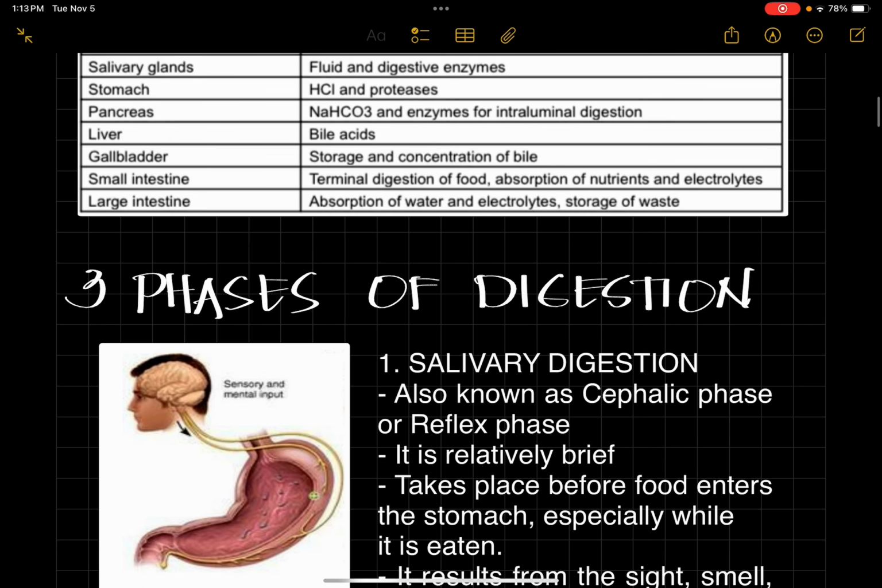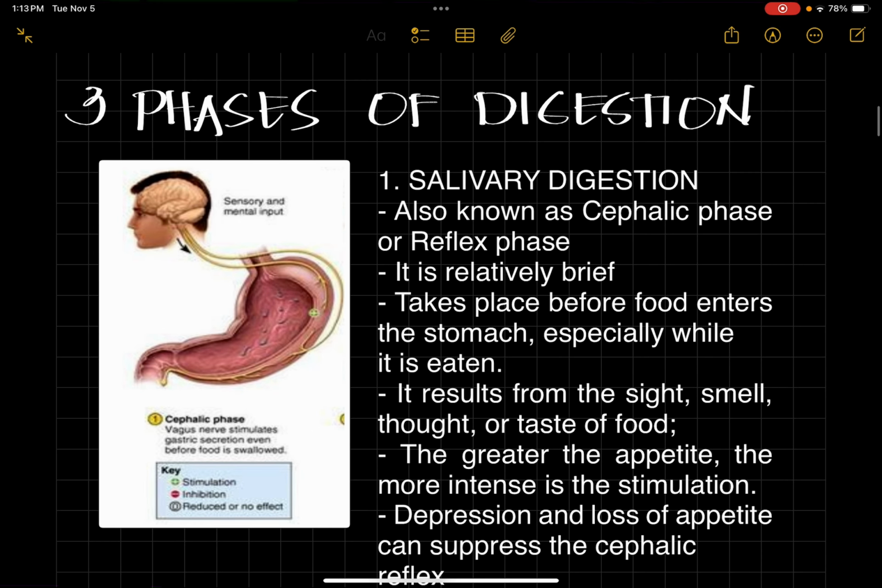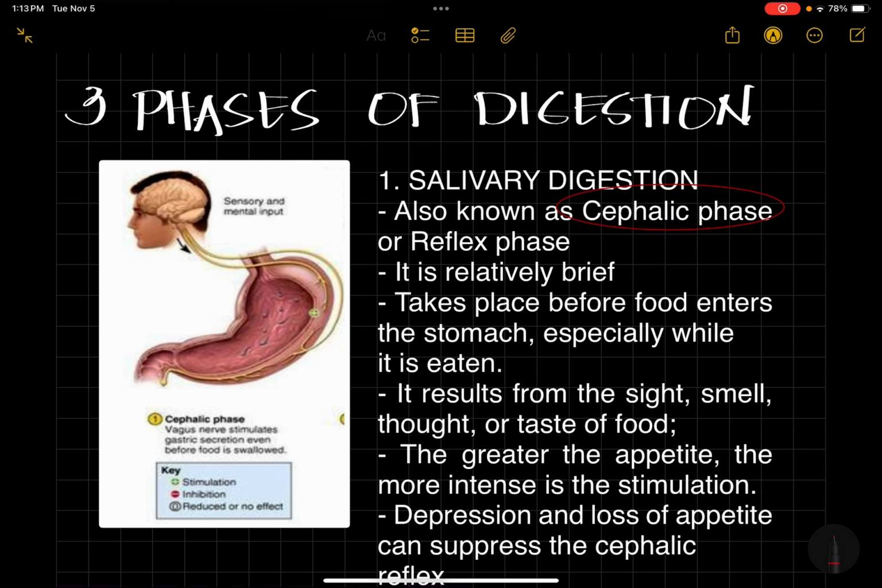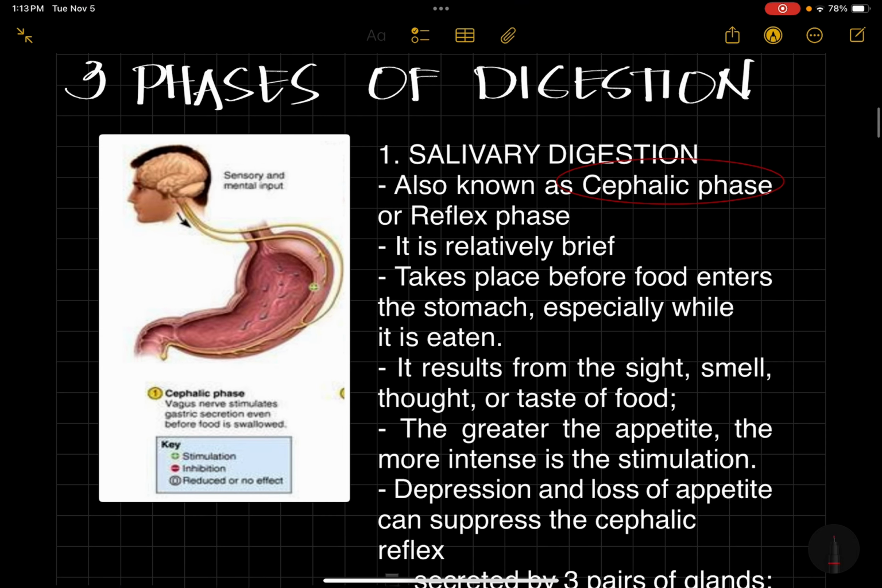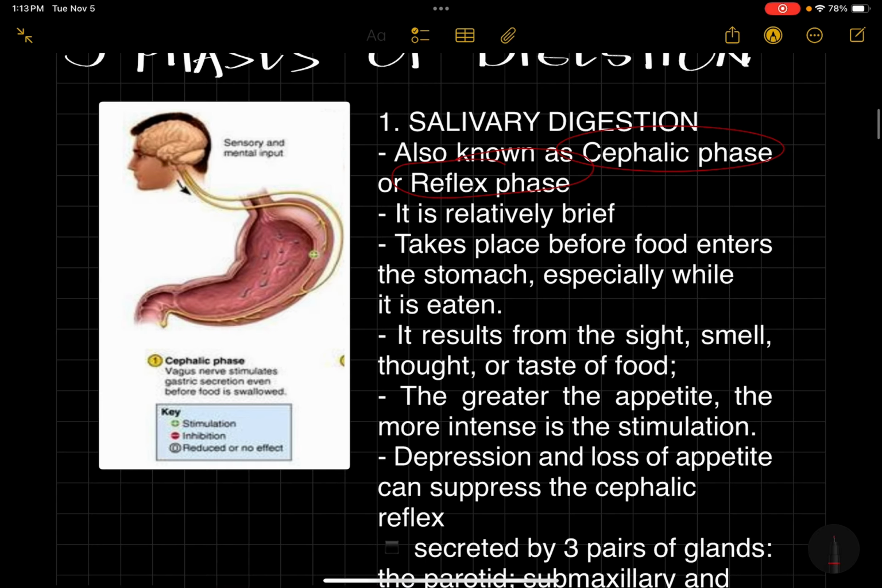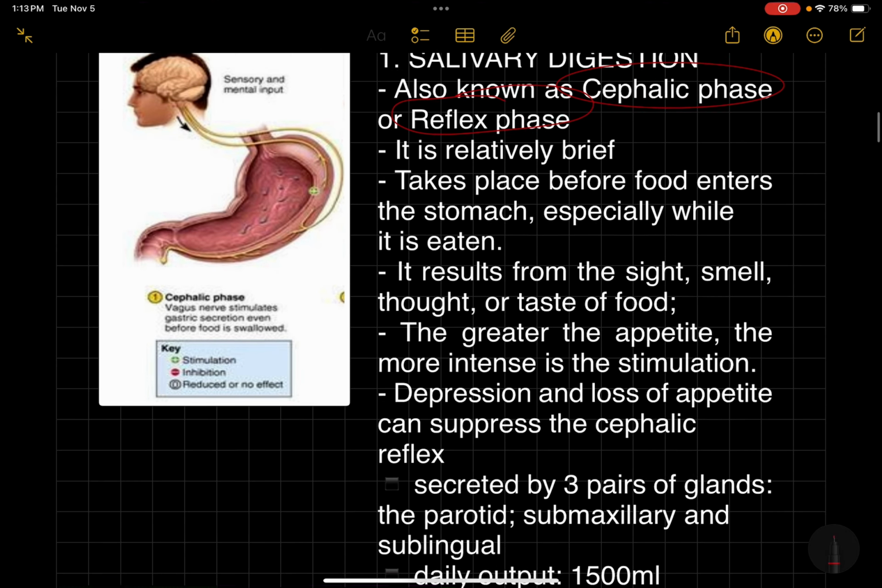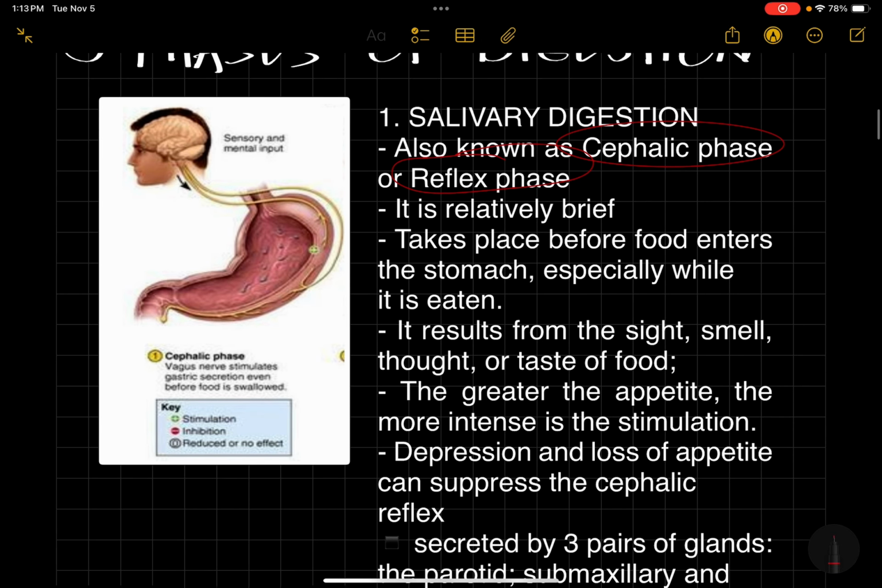We have 3 phases of digestion. This is the salivary digestion, also known as the cephalic phase. Now, take note of that. Salivary digestion is also known as the cephalic phase or reflex phase. It is relatively brief, takes place before food enters the stomach, especially while it is eaten. It results from sight, smell, thought, or taste of food. The greater the appetite, the more intense is the stimulation in your salivary digestion.